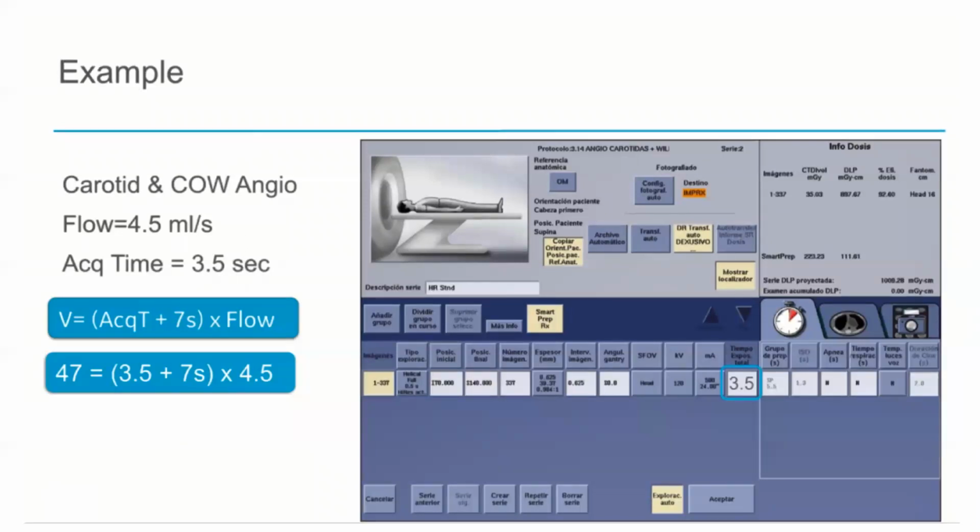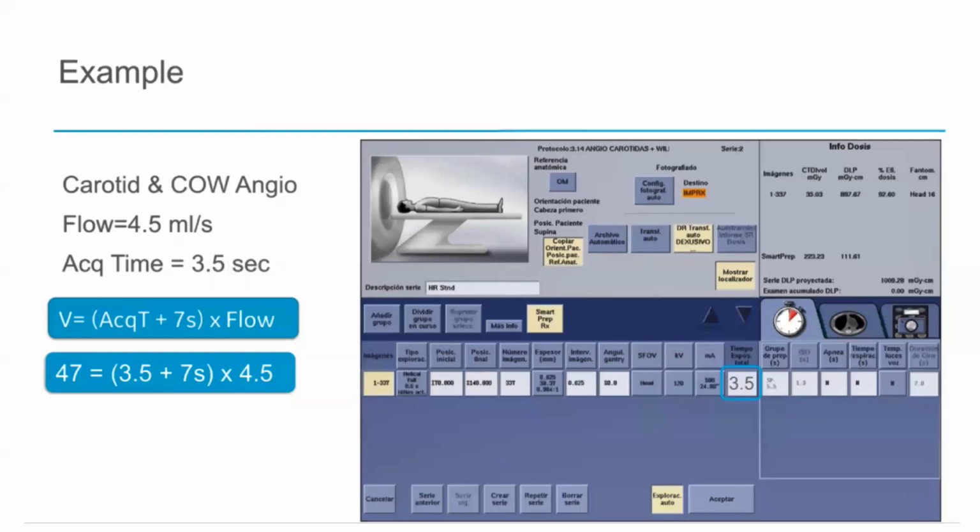We need to consider the type of scanner we are using. So here is an example from a scanner in a 40mm system. Here, the flow rate is 4.5 mL a second, and the acquisition time is 3.5 seconds. Therefore, using the formula from the previous slide, we have 3.5 plus 7, equal to 10.5, times 4.5, which is our flow. Then we reach 47 mL of contrast.